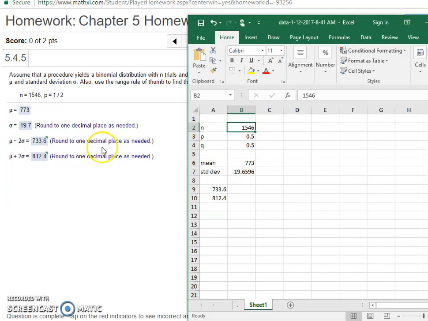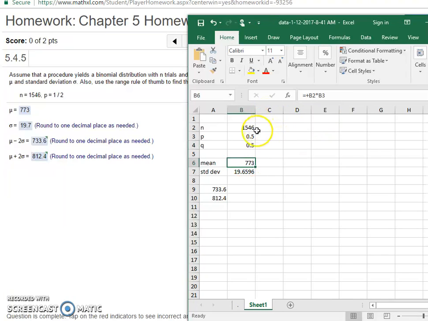N equals 1,546. P equals 1/2. To convert a fraction into a decimal, divide the numerator by the denominator. 1 divided by 2 is 0.5. This one's pretty straightforward, but your example might be different. Q is 1 minus P. So you can just do the formula 1 minus P, or 1 minus 0.5, or 0.5.